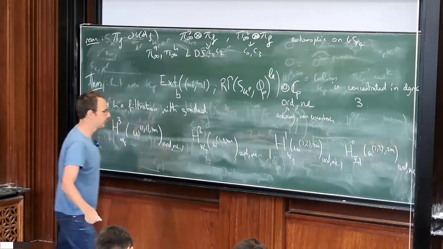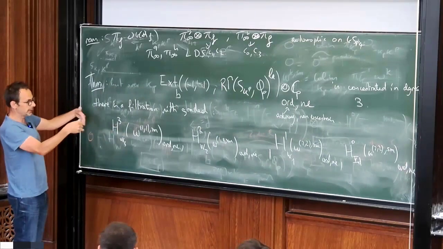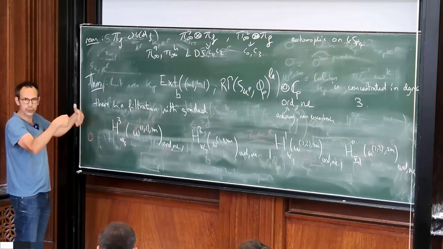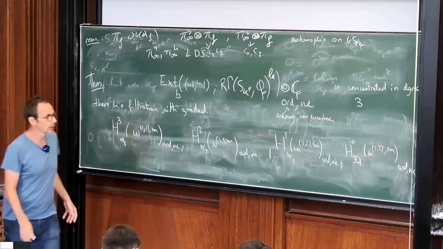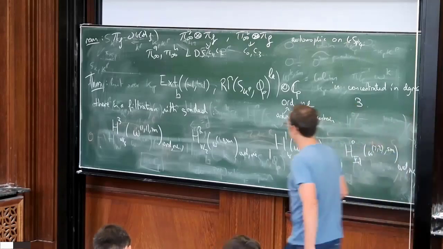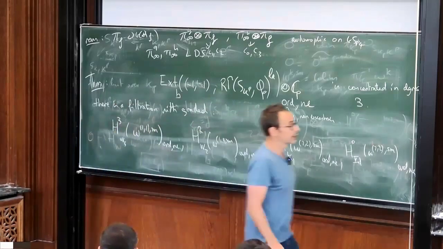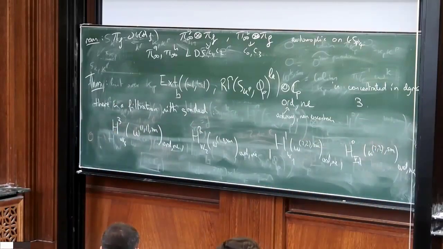Now I have to tell you what these graded pieces are, but these are spaces of higher overconvergent modular forms that are studied in higher Coleman theory. So the definition is quite easy and similar to what you do in the modular form case. But let me just explain this.